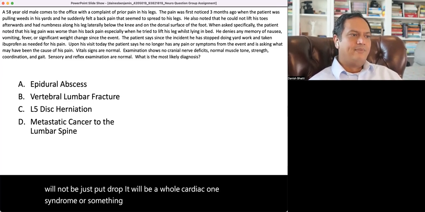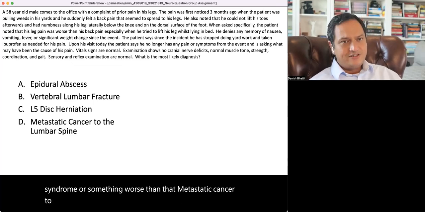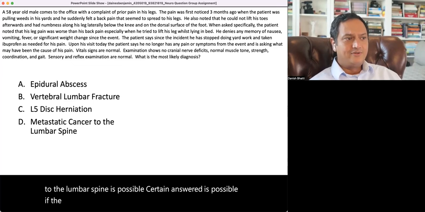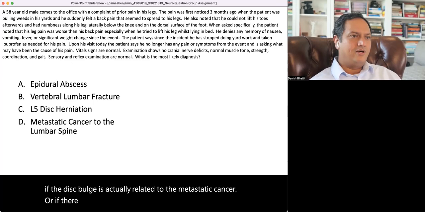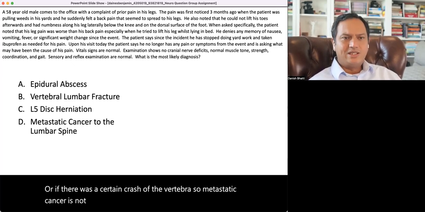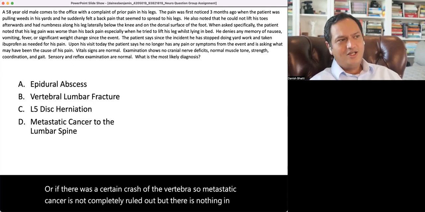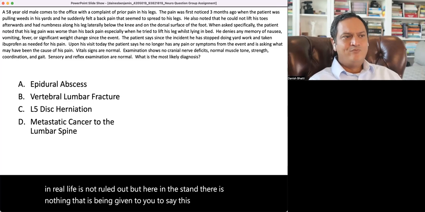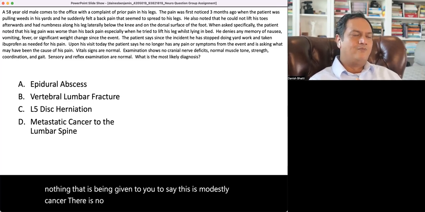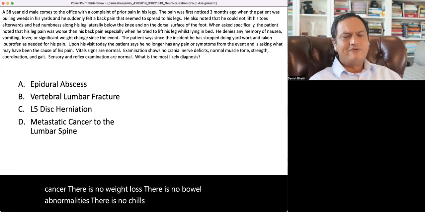Metastatic cancer to the lumbar spine is possible. Sudden onset is possible if the disc bulge is actually related to the metastatic cancer, or if there was a sudden crash of the vertebra. So metastatic cancer is not completely ruled out, but there is nothing in the stem. In real life, it's not ruled out. But here in the stem, there is nothing that is being given to you to say this is metastatic cancer. There's no weight loss. There are no bowel abnormalities. There are no chills and rigors and so on and so forth, whatever you expect from a cancer.